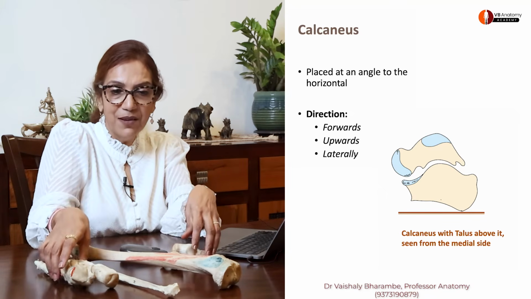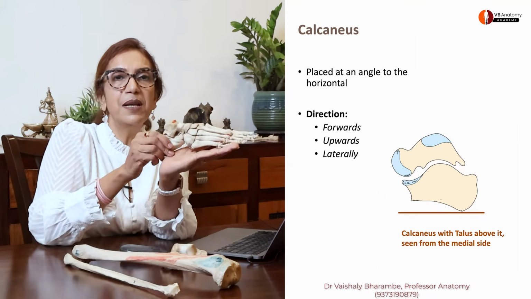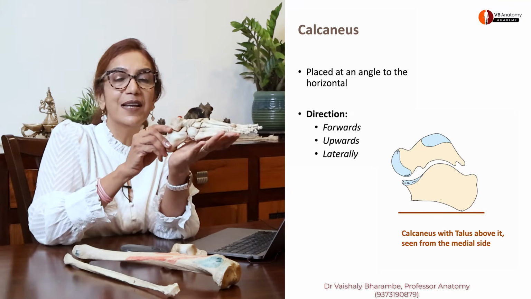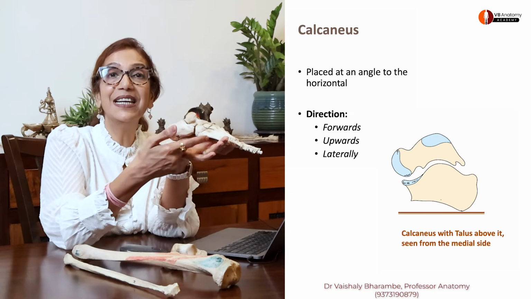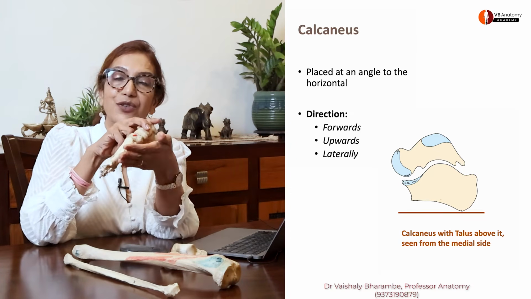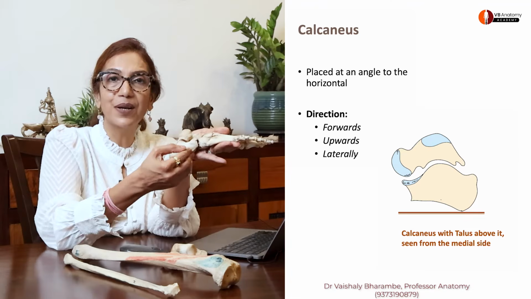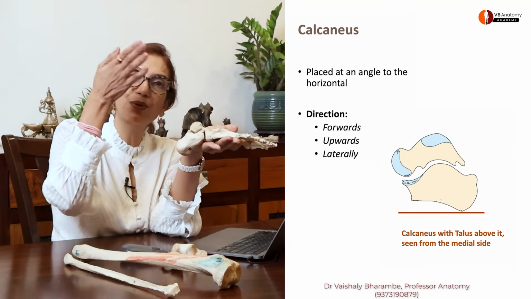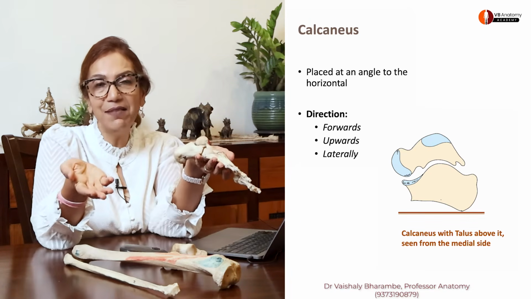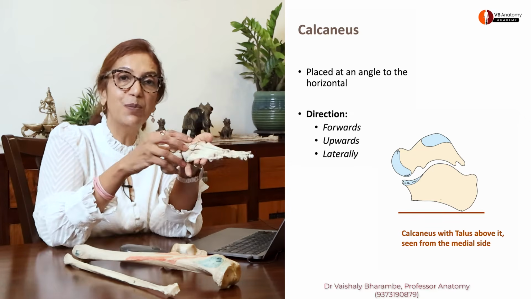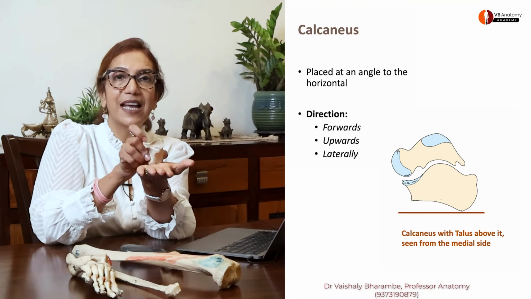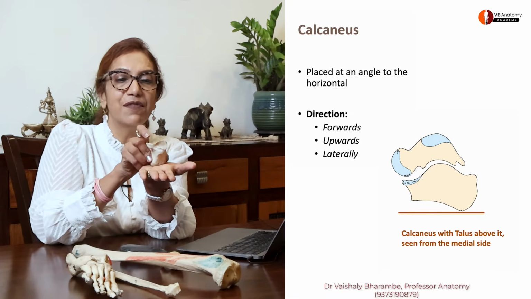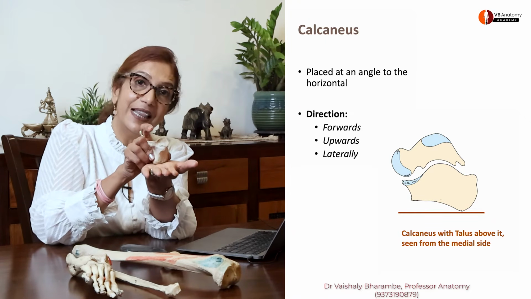Tell me, why should my calcaneus not be resting on the ground flat? Because I've got an arch. The feet are basically arched. We've got a medial arch of foot, we've got a lateral arch of foot. If the calcaneus decides to rest flat on the ground, we will never have an arch, isn't it? So, because there is an arch, you will hold the calcaneus with the anterior end facing upwards, forwards and laterally.